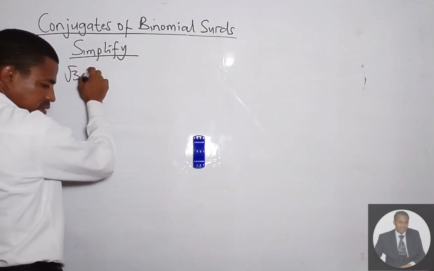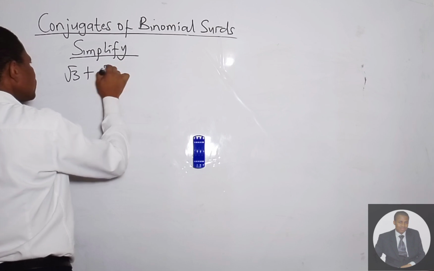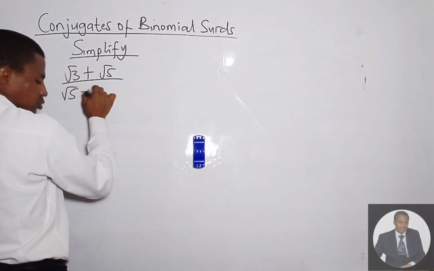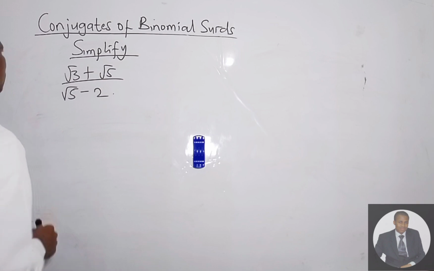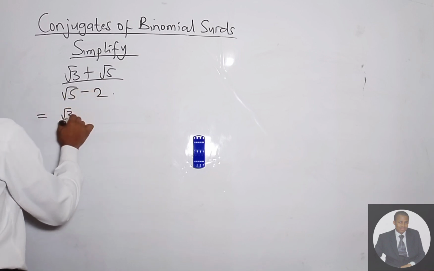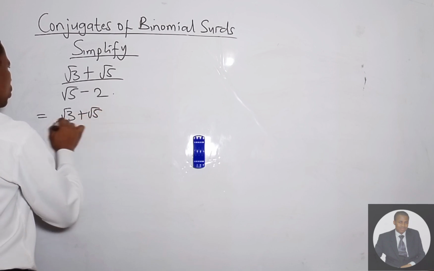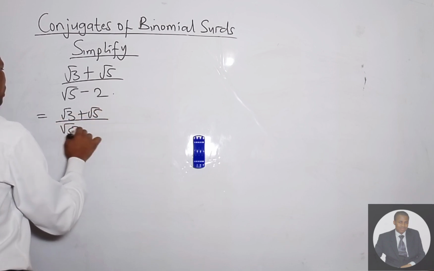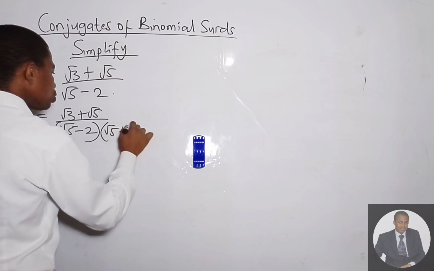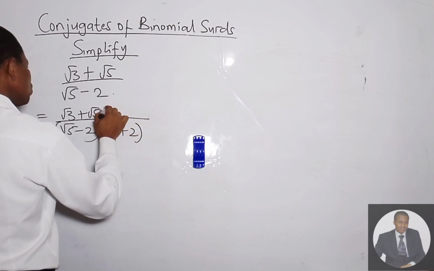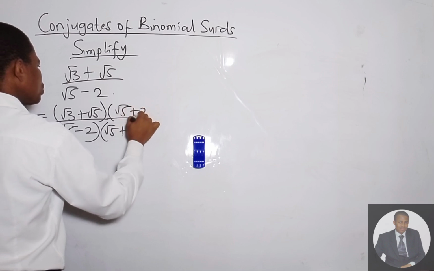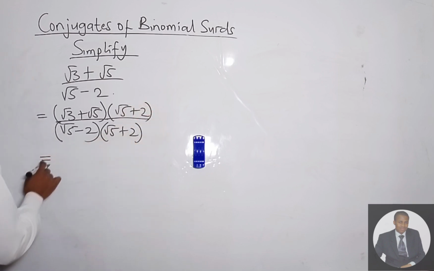Root 3 plus root 5 over root 5 minus 2. So we simplify, we rationalize with the conjugate. What do we have? Root 3 plus root 5 over root 5 minus 2 into bracket, root 5 plus 2, close bracket. Then the numerator also, we do the same thing, root 5 plus 2. Then let's open the bracket.